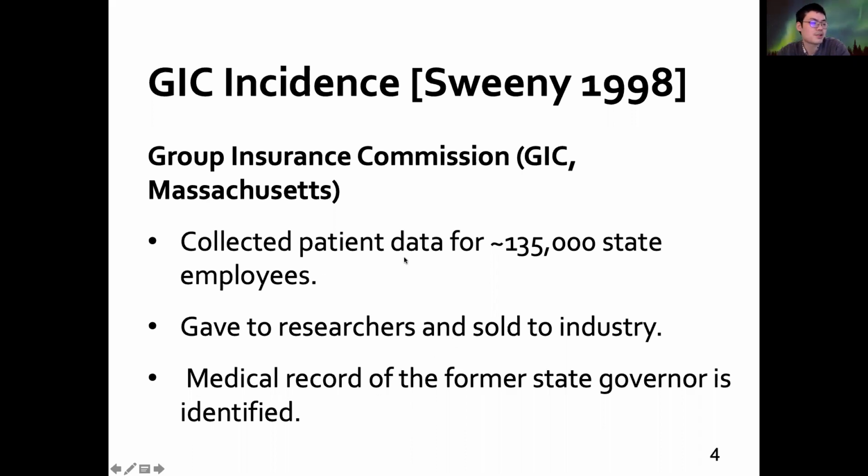But because these are patient data, the medical record can be related to individuals. If that happens, then the person who gets his sensitive health condition disclosed will not be happy, right? So actually, this happened. The medical record of the former state governor was identified. Okay.